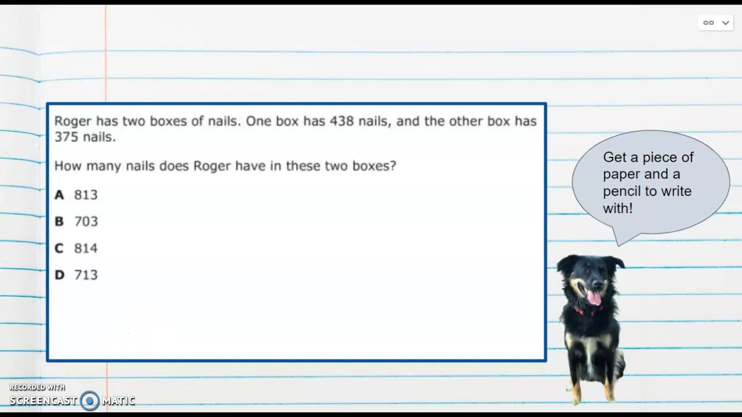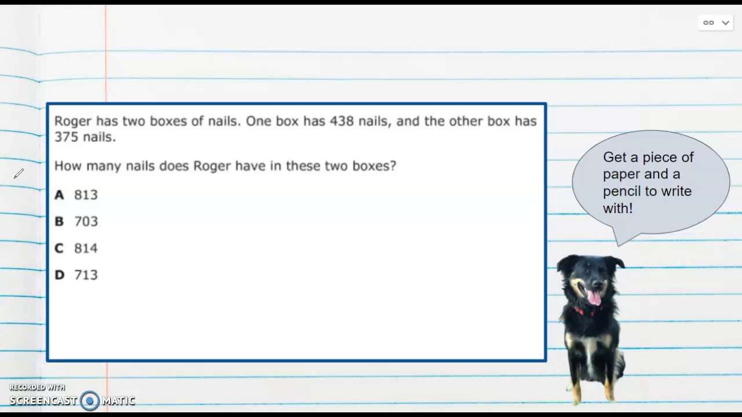Roger has 2 boxes of nails. One box has 439 nails, and the other box has 375 nails. How many nails does Roger have in these 2 boxes?